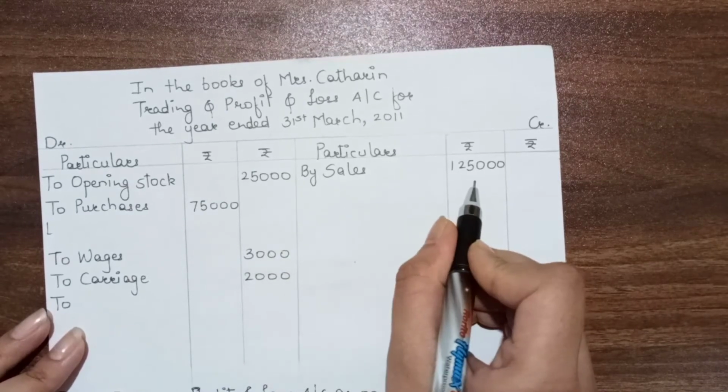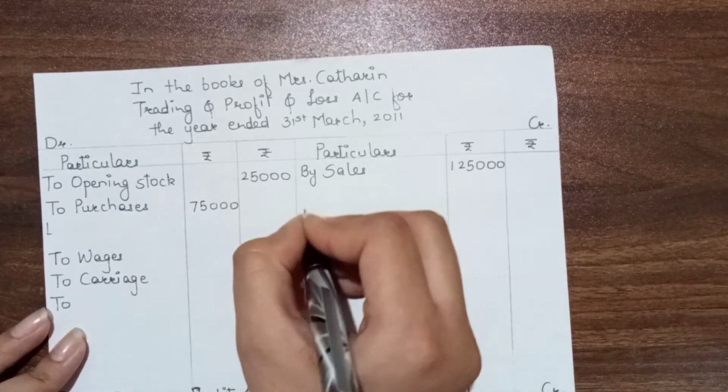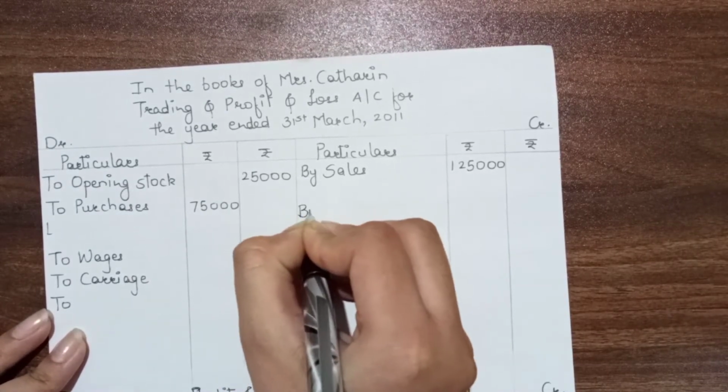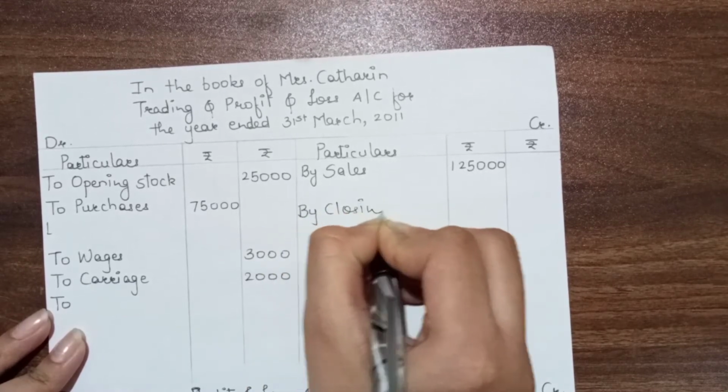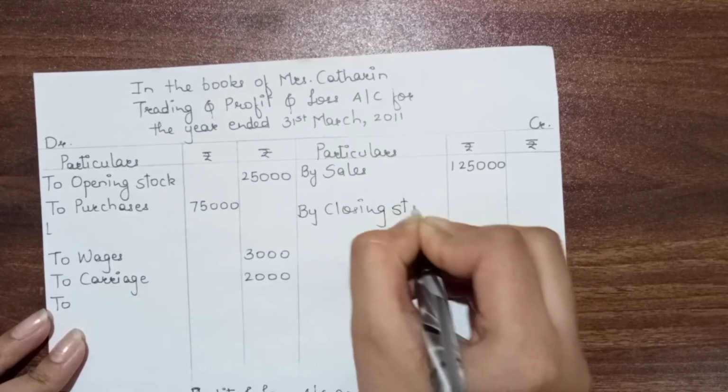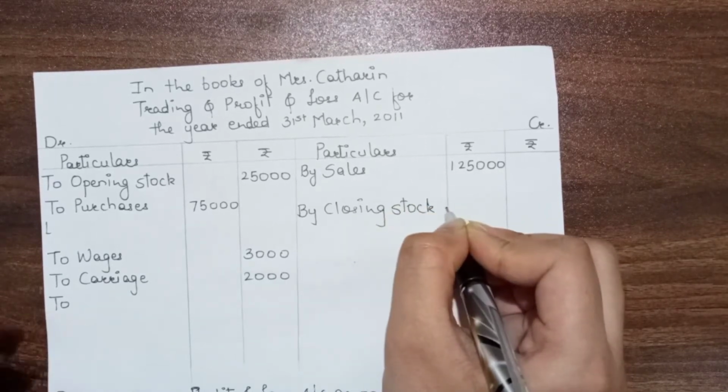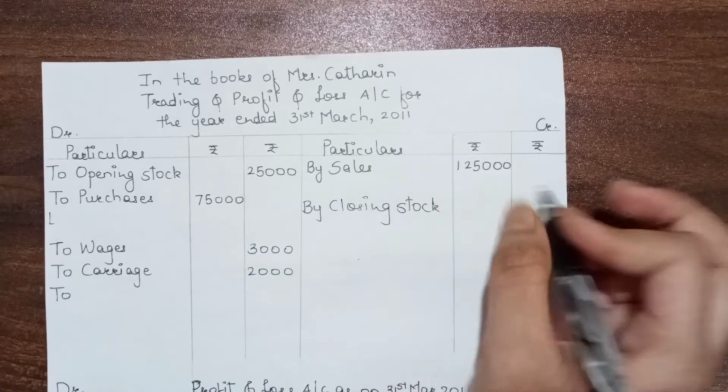Sales is already having an adjustment, so we have to leave some space after sales, and then you have to write here: by closing stock. How much is the amount? 34,000.